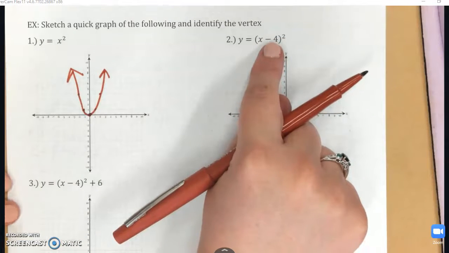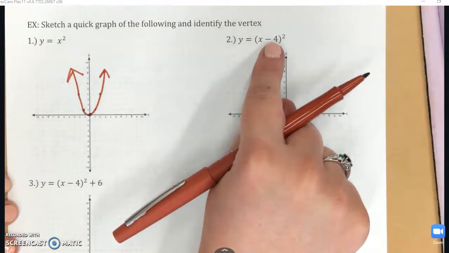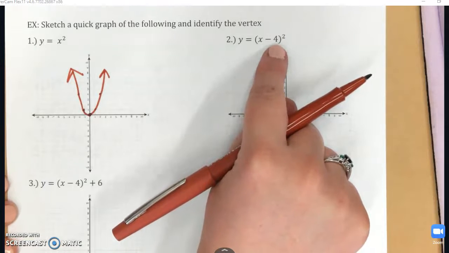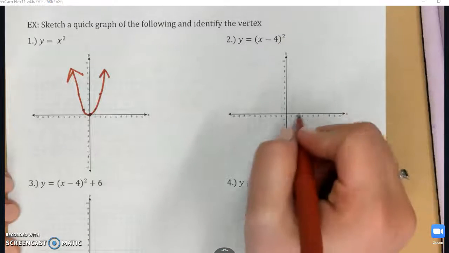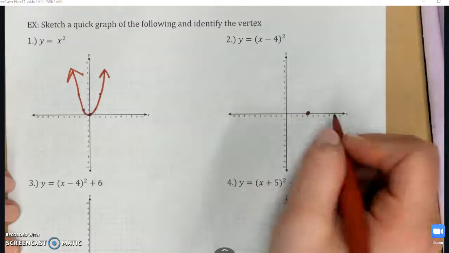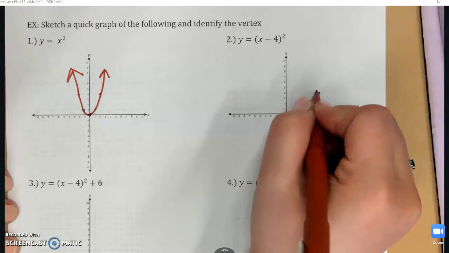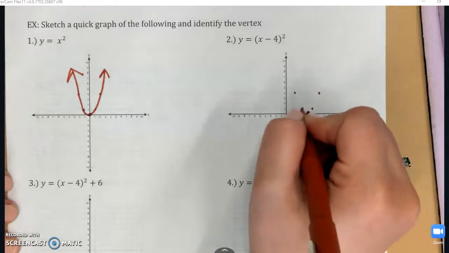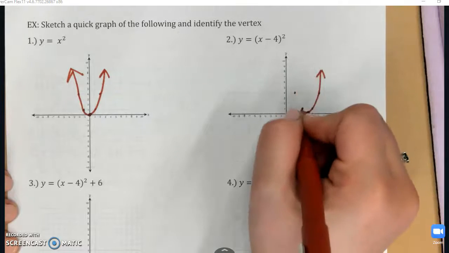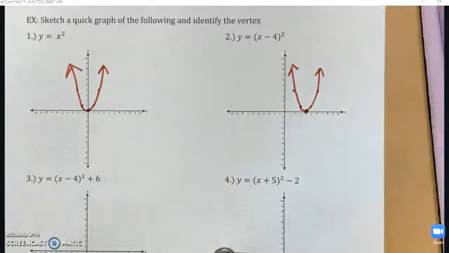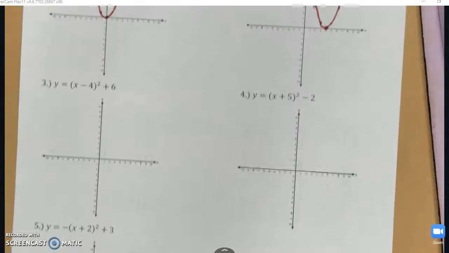Now on 2, we should know from our knowledge of transformations that when I have minus 4 inside my parentheses, that means I'm shifting 4 units to the right. So my vertex has moved. Again, you could plot a couple points if you want, but my hope for you here is just to recognize that the only thing that's changed is I've moved my parabola to the right 4 units. My vertex has shifted. On to 3.